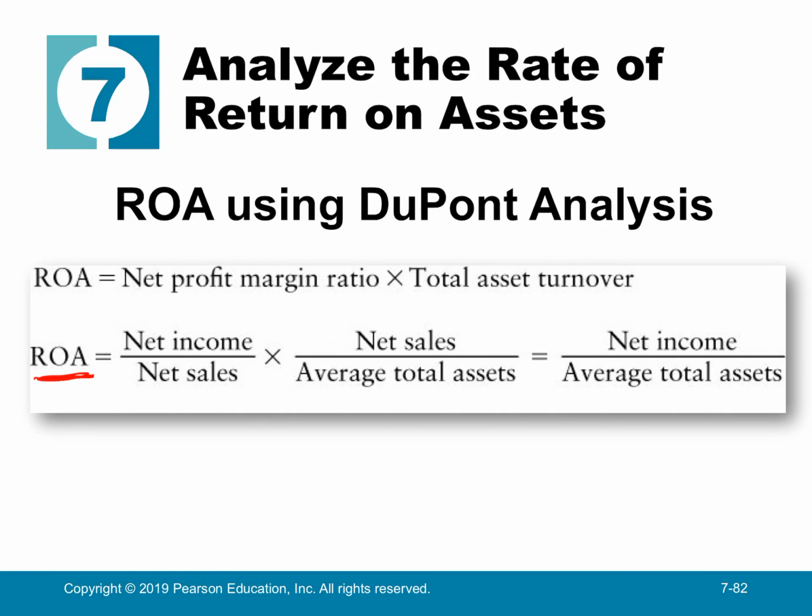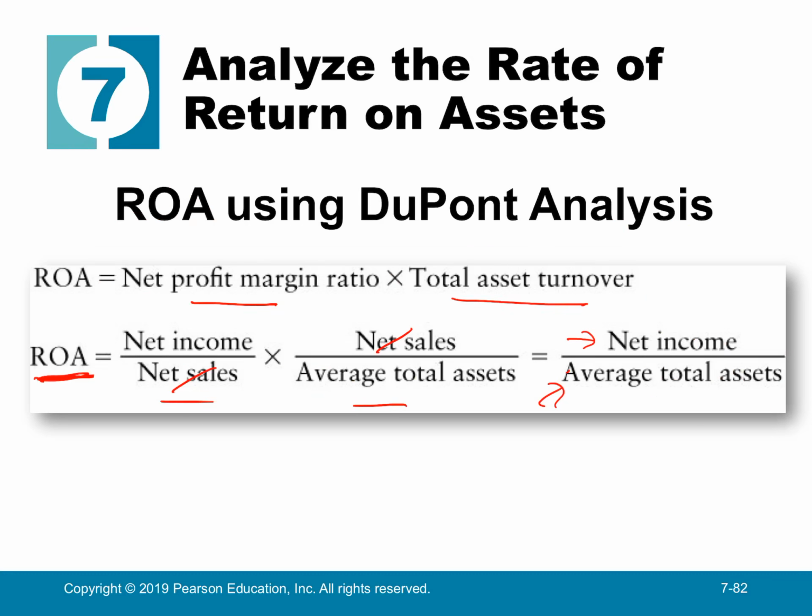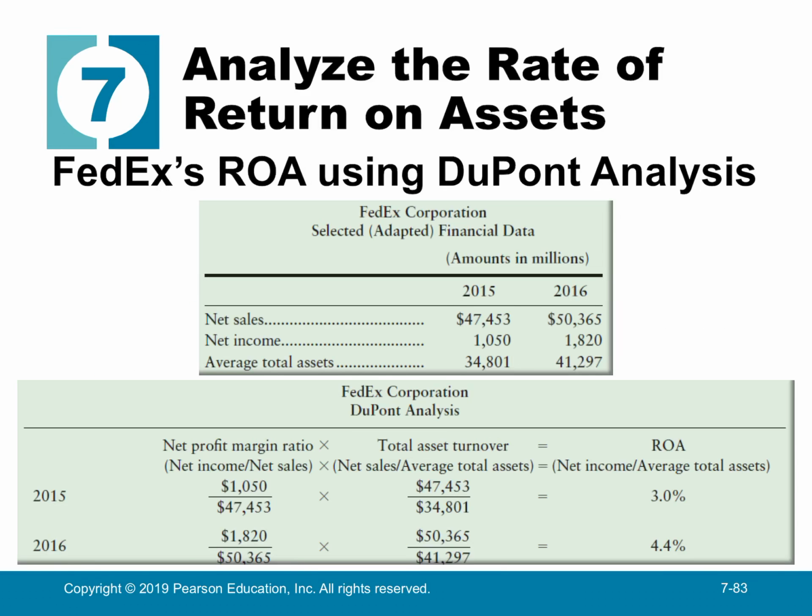So DuPont analysis takes return on assets and breaks it up into these components, the net profit margin and the total asset turnover. If you take these components, you can see when you multiply these fractions, net sales cancels out, and so you get the return on assets, net income over average total assets, which is what we showed here. So that's what DuPont analysis lets us do. It lets us figure out, okay, you have this return on assets. Why is it high or low? Is it because your net profit margin is high or low? Or is it because you don't use your assets very efficiently? Or you use them very efficiently?